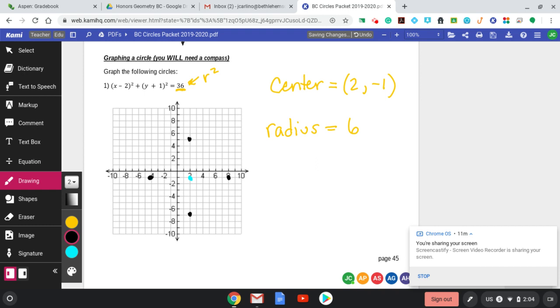Usually I'd have you take out your compass and make a beautiful looking circle that you probably wanted to do all year long with your compass. But for now, and this is why we use a compass, I'll let you freehand it. So there's your circle graphed. Looks good, right? No issues?